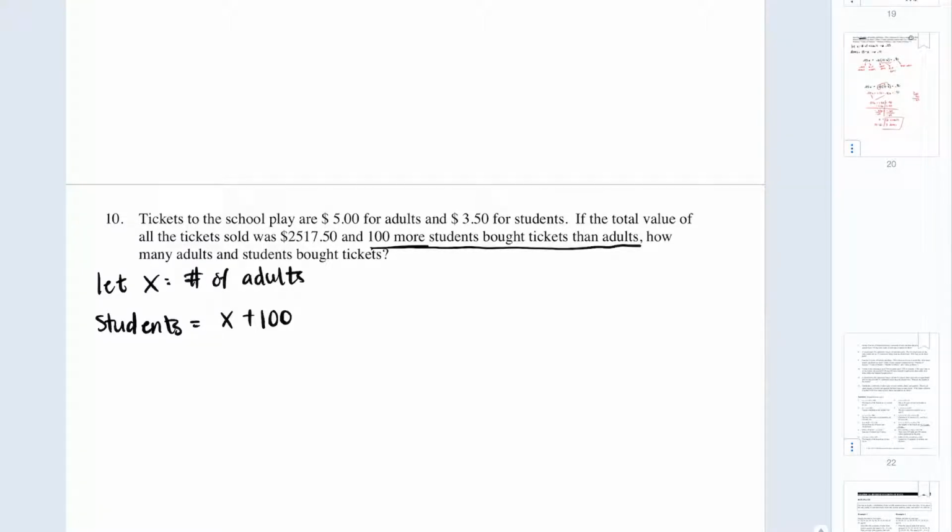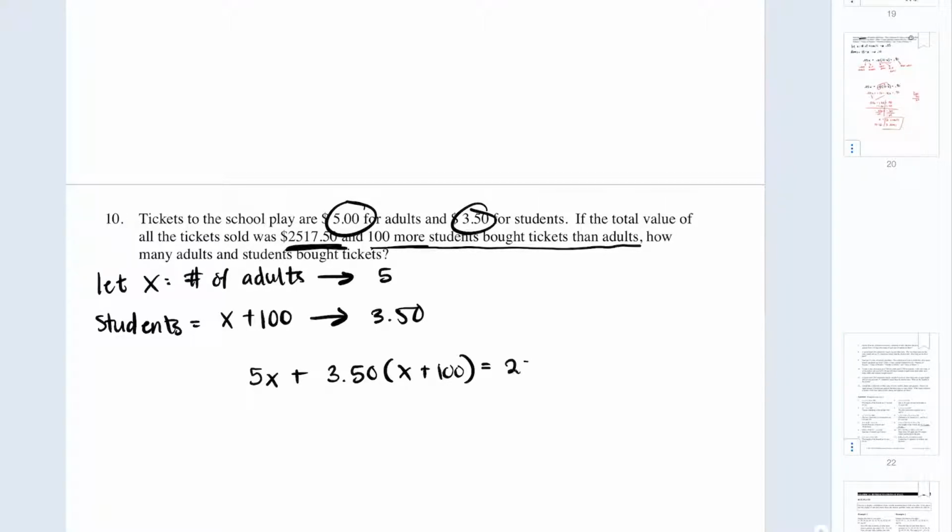Okay, but they're not asking us that, they are asking us how many adults and how many students. We're going to take into account the cost for students and the cost for adults to help us solve this. So we know that the adults cost $5 each and the students cost $3.50 each. So I'm going to include those in my equation here. So I'm going to do 5x plus 3.50 times x plus 100, and I know that equals a total value of $2,517.50. And there we go. Okay, you might need your calculators on this one. Let's go ahead and get started.